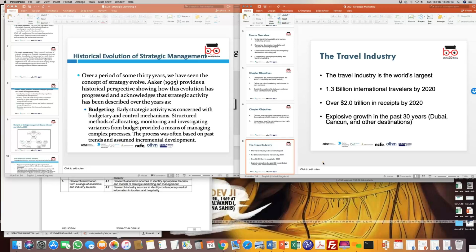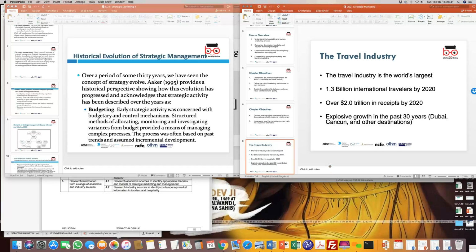Now, just a snapshot of the travel industry. The travel industry is currently looking at moving up to about 1.3 billion customers or travelers by 2020. It is going to be one of the biggest industries, with revenues of up to $2 trillion by 2020. And there are certain destinations that I could also add here, which have seen explosive growth in tourism, and these include cities.